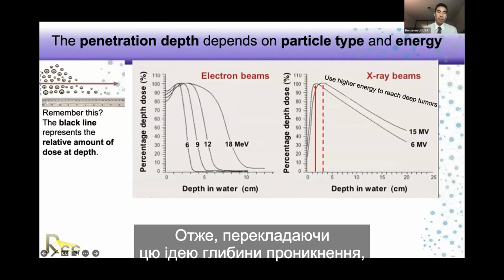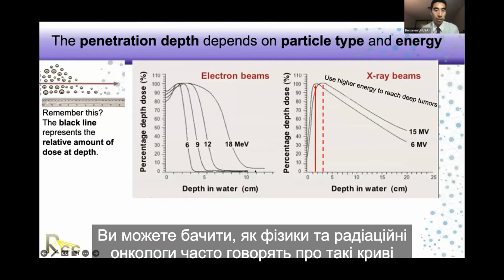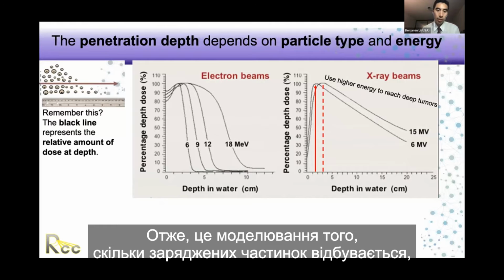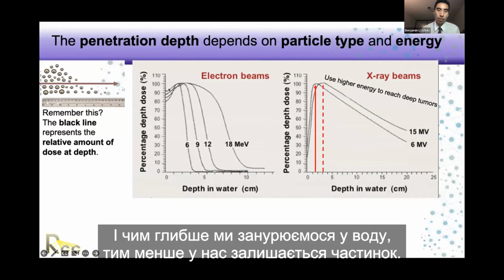So now translating this idea of penetration depth, we see these curves. You may see the physicists and the radiation oncologists often talking about these kinds of curves in different conferences or lectures. I want to make sure that you understand how these work as well. So this is modeling how many charged particles are happening when we aim a beam in water. And as we get deeper into the water, we have less and less particles.